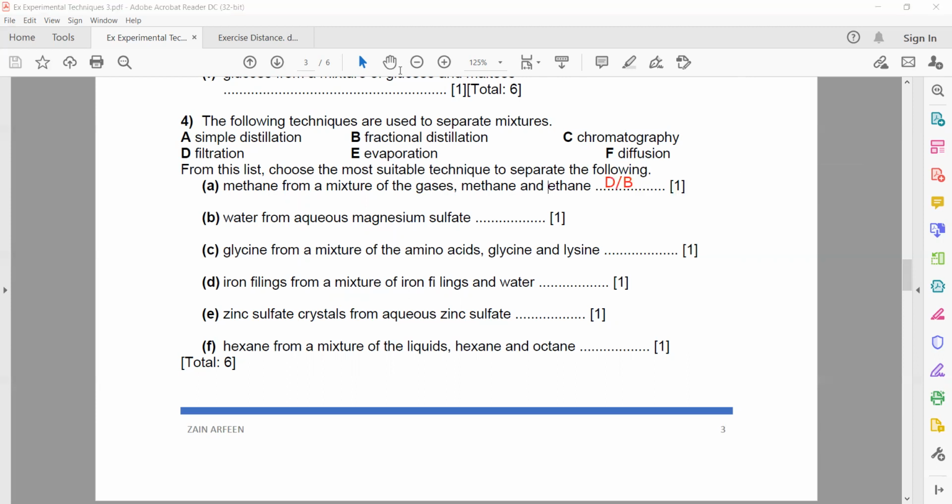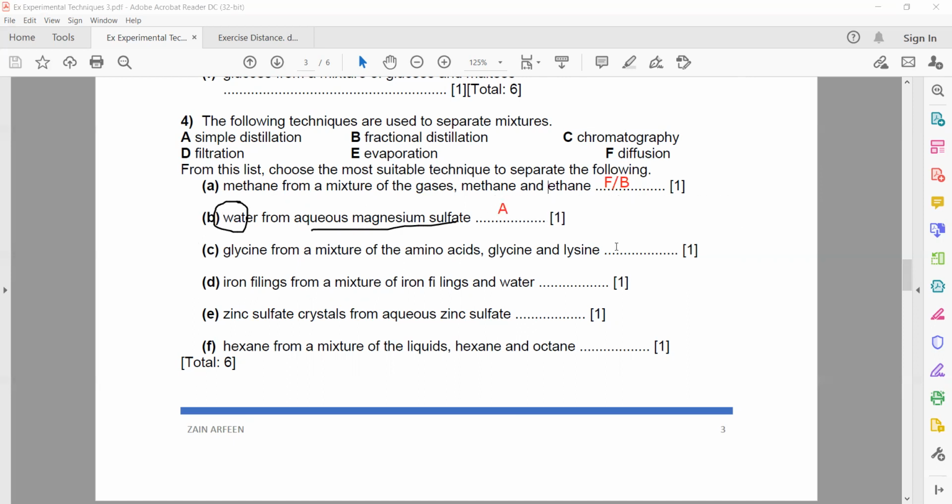Diffusion is F, sorry, diffusion is F, and fractional distillation is B. So it can be F or it can be B. Water from aqueous magnesium sulfate. So you need water from a salt solution. Aqueous means salt solution. So if we need water, we can use simple distillation, that is denoted by letter A.